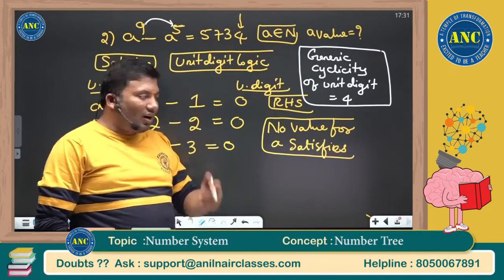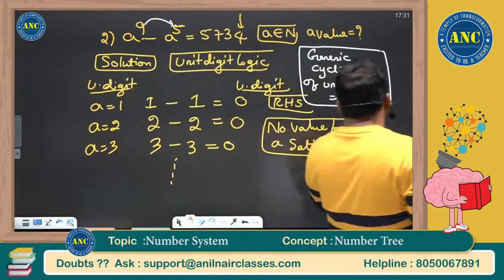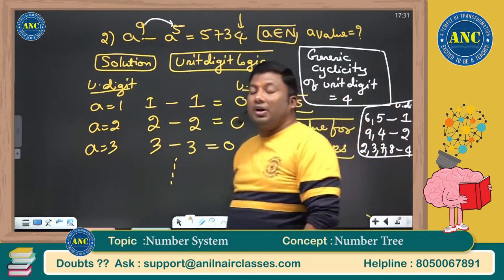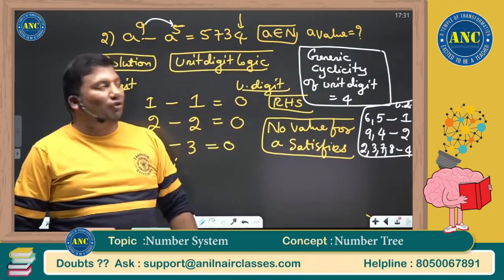6 squared, 6 power 1: for 6 you will get 1. For 5 you will get 1. For 9 you will get 2. For 4 you will get 2. For 2 you will get cyclicity 4. 3, 4. 7, 4. 8, 4. The unit digit will repeat after 4 steps. So what is the LCM of 1, 2 and 4? LCM of 1, 2 and 4 is 4.